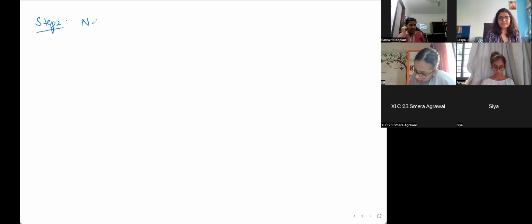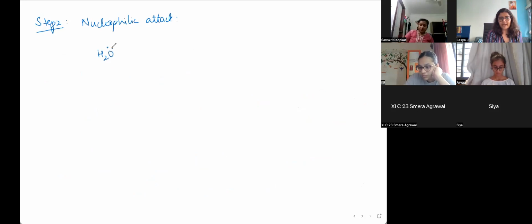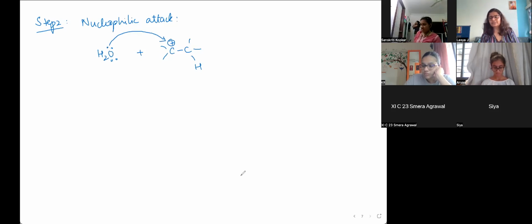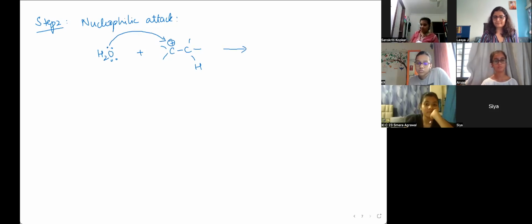Step 2 is nucleophilic attack. Basically, whatever I highlighted in the previous step. So you got your water molecule back, oxygen with its electron-rich lone pair, and the hydrogen got added. In the process, a carbocation is formed. So this pair of electrons is going to get attracted to this. Can you identify what the nucleophile is here? Water as a whole, the species, is the nucleophile.